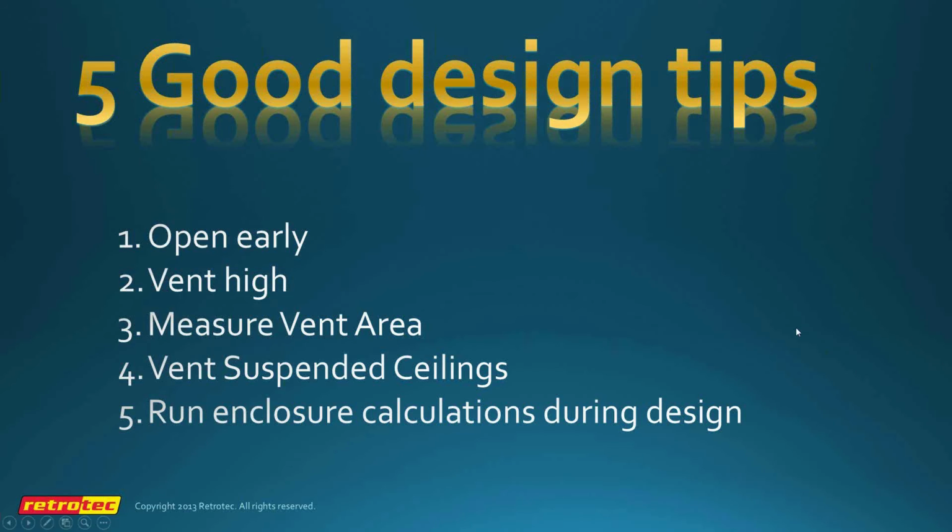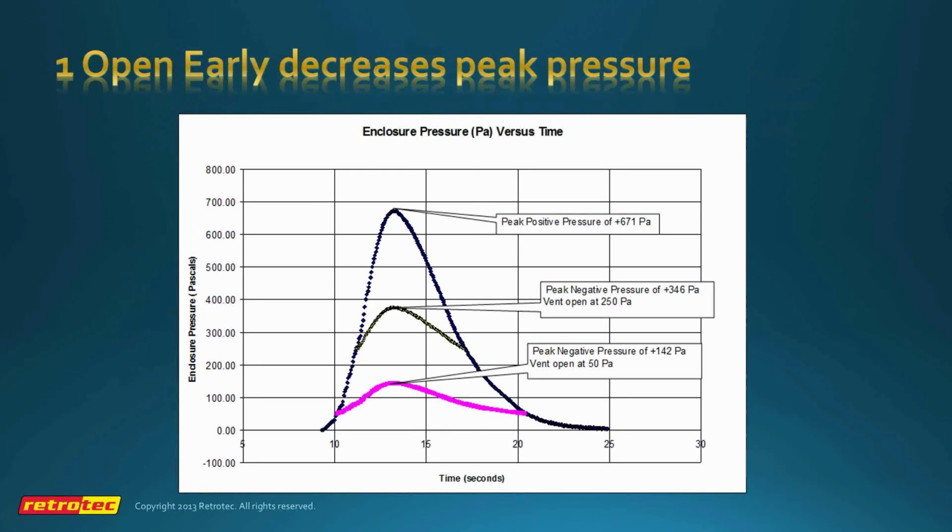So let's take a look at some design tips. The first one is you don't really get any credit for this, but it's kind of obvious. If we're trying to keep the pressure in an enclosure down to, let's say, 250 pascals, we don't really want a vent that opens at 250. I like them to open at about 80 or so, not much more than that. And that allows us to vent early, and this shows the idea.